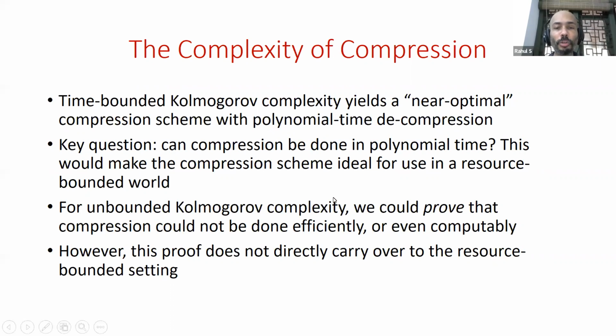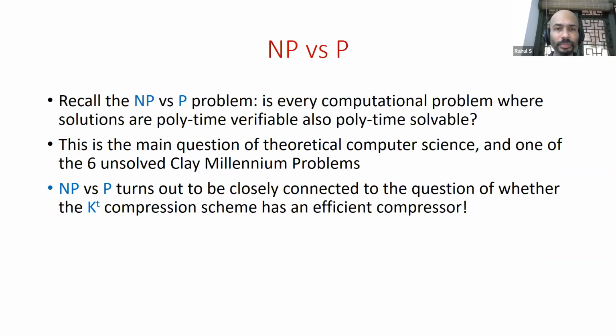For unbounded Kolmogorov complexity, we could prove, using a version of Berry's paradox, that compression could not be done efficiently, or even computably. So you could prove very, very strong impossibility results about compression. However, this proof doesn't directly carry over to the resource-bounded setting. And in fact, the question of whether a compressor can be made efficient is closely tied to the NP versus P problem, which is perhaps the main problem of theoretical computer science and one of the main open problems in mathematics.